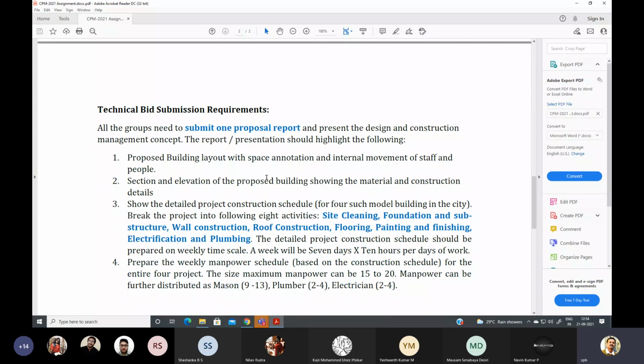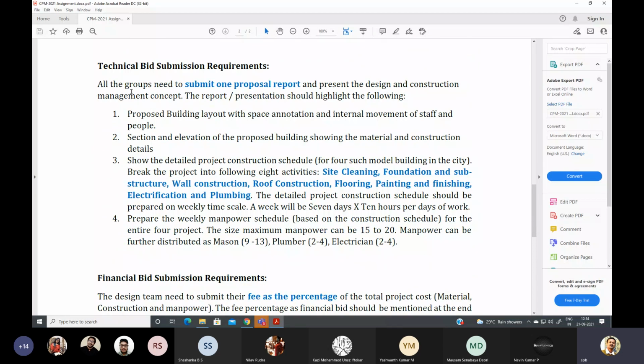So what are the requirements? It is not groups now, it is individual, or all individuals need to submit one proposal report and present their design and construction management concept. The report presentation should highlight the following: proposed building layout. Don't do the very elaborate one, just do the sketchy things. Okay. Section elevations, because without that you cannot say what will be your construction schedule.